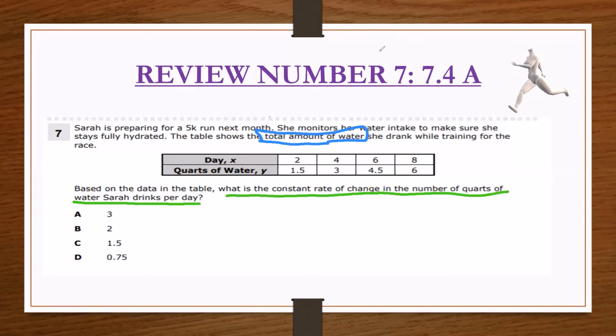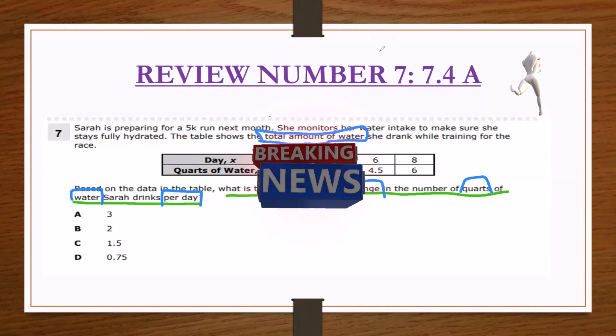In 8 days, she drank 6 quarts of water, okay? Now, what is the constant rate of change in quarts of water? I will box in quarts she drinks per day. So I'm not taking the whole table and finding out the data. I'm just going to find one day and use these X and Y variables, the corresponding variables, and put them into the constant rate of change formula and see what it is.